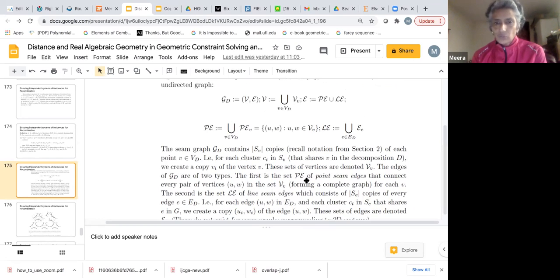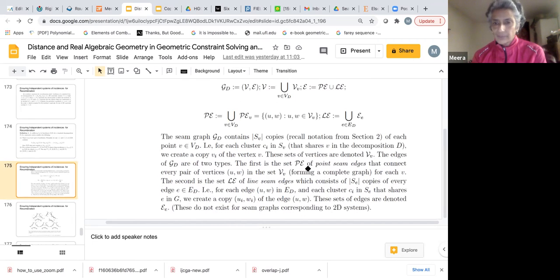In other words, if you have a particular vertex appearing in multiple clusters, you're just going to make a complete graph that takes all the different copies of them. Notice that here you're simply taking a simple union of all the copies of the vertices that are present. So if a single vertex is present in more than one cluster, you'll simply have that many copies of it. So this is saying that between the copies of the same vertex, I'm putting a complete graph. Those are called the point seam edges.